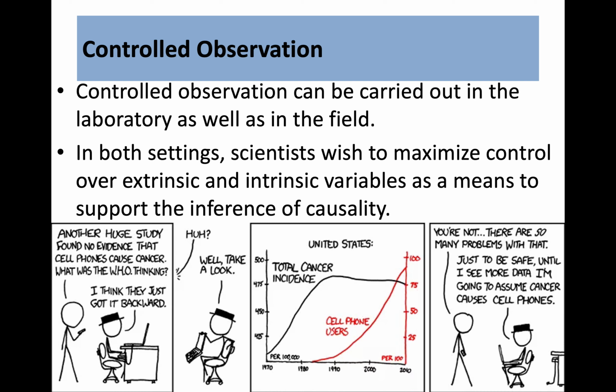Controlled observation can be carried out in the laboratory as well as in the field. In both settings, scientists wish to maximize control over extrinsic and intrinsic variables as a means to support the inference of causality.